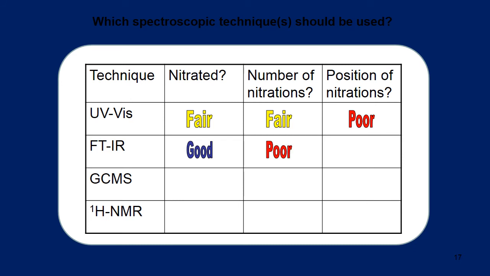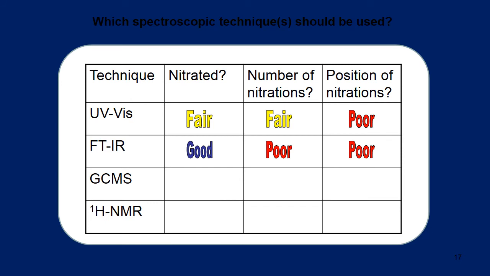As for the number of nitrations, it's not going to be nearly as helpful, because we can't ever be sure if we only see what appears to be one nitrate if there aren't other nitrate signals just beneath it. Similarly, it's not going to help us with determining the position of nitrations. In the absence of a reference spectrum, FTIR would not be very helpful.